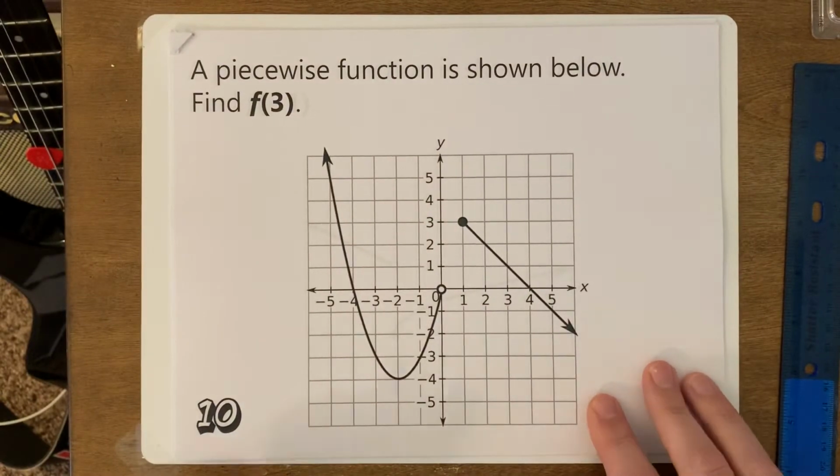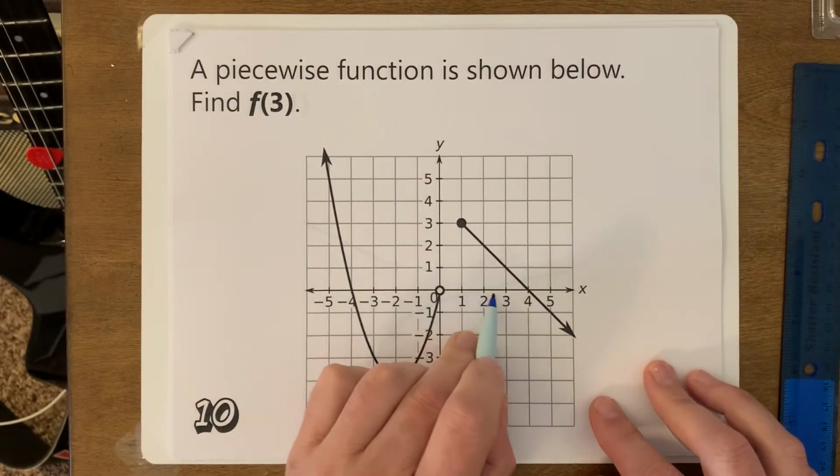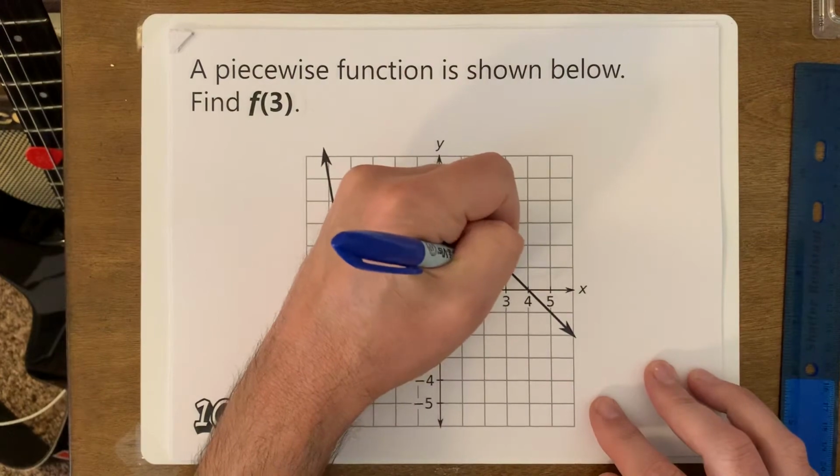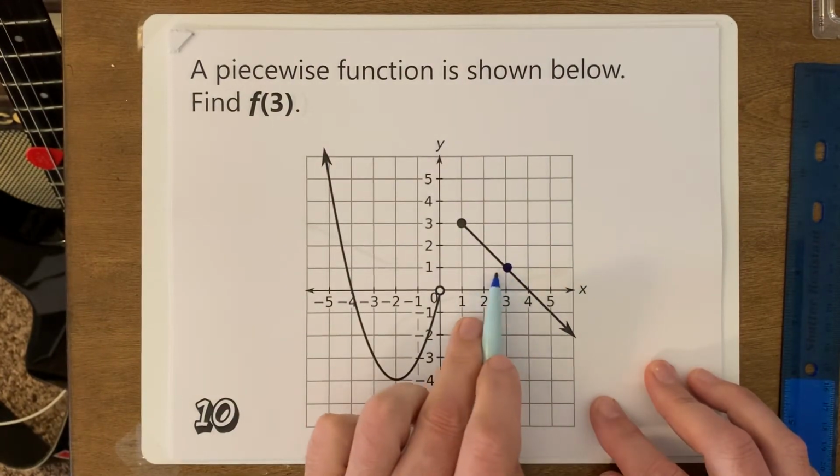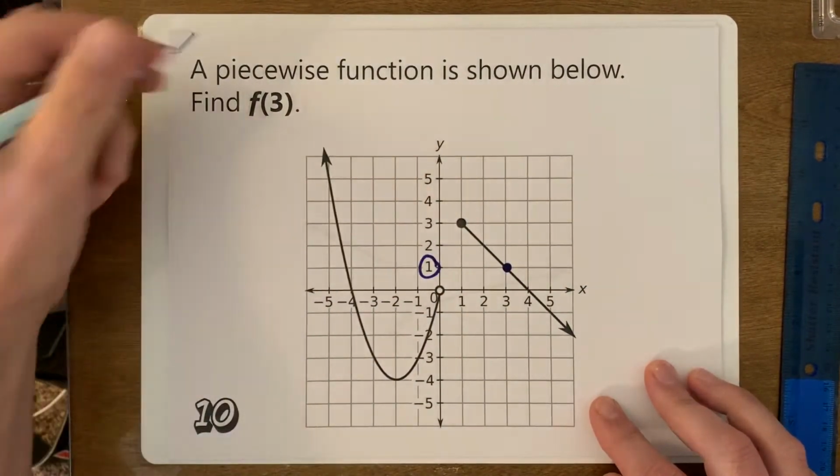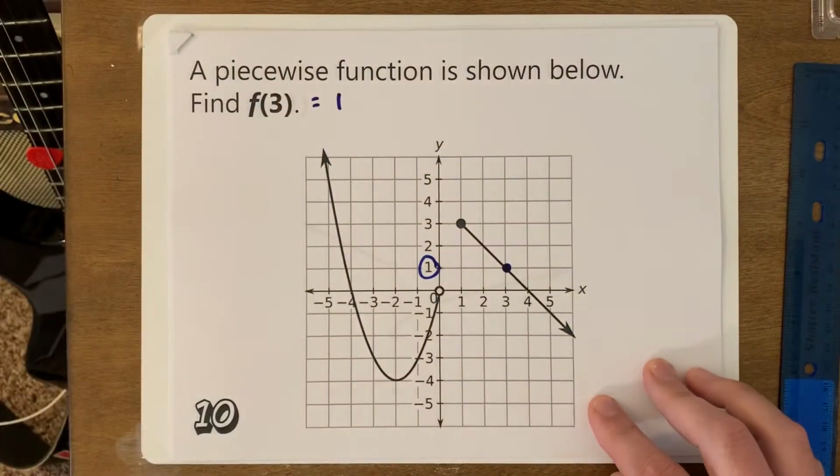Okay, for this one, f of 3. Let's go over to 3. Okay, we've got to go up to get to the graph right there. What's that y value? It looks like 1. So f of 3 equals 1.